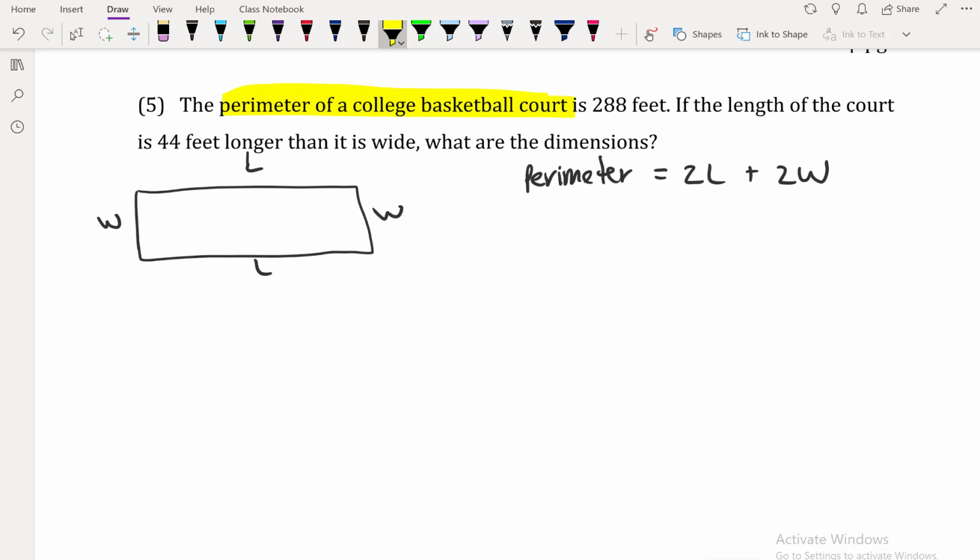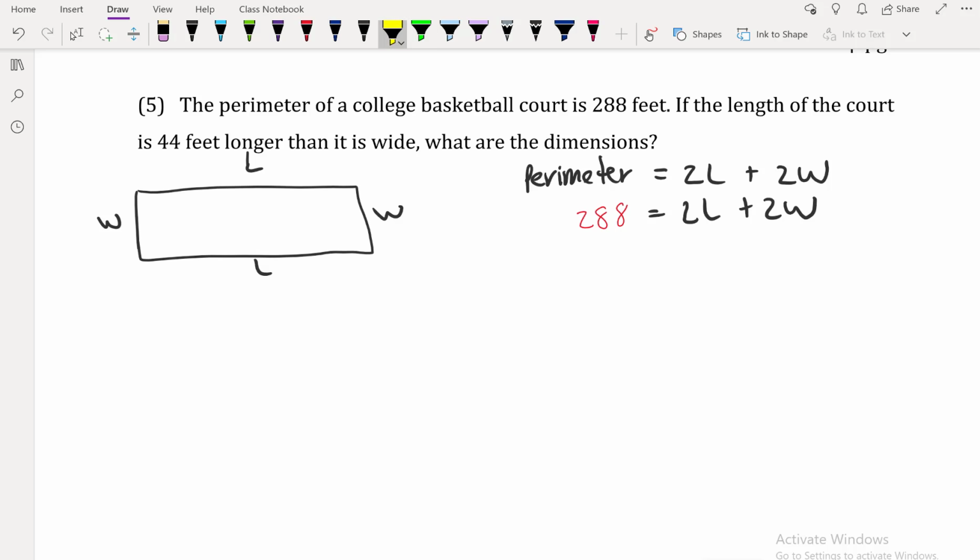The really nice thing about this is that you have what the perimeter is actually equal to. It's equal to 288. So 288 is equal to that formula of perimeter. Okay. Now, it also says some other pieces of information that we're going to be using.